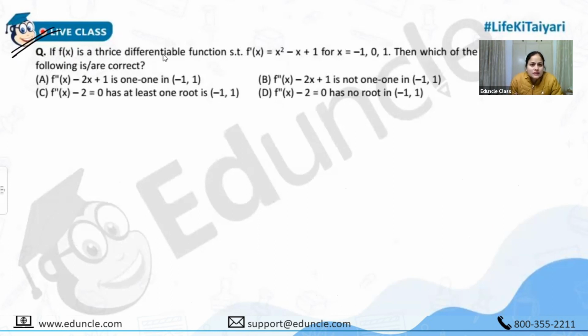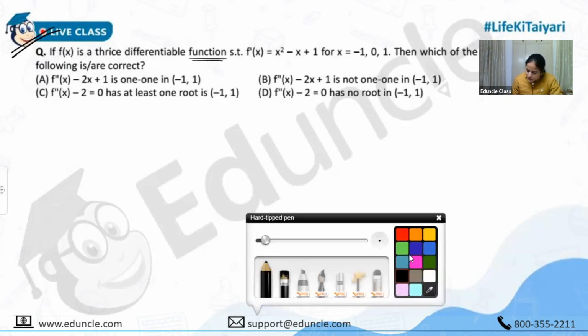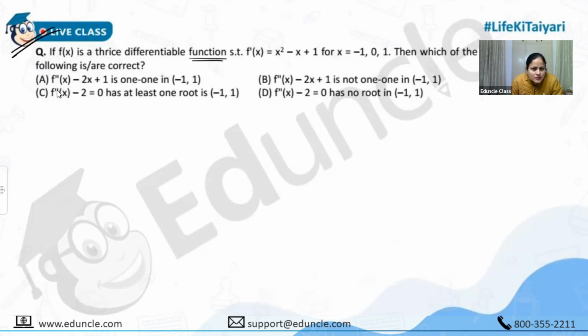If f of x is a thrice differentiable function, so let me make a correction. It is not the second derivative because it is a third derivative. Thrice differentiable, so there are some corrections. Here it is the second derivative only. It is the third derivative of f at x minus 2 equal to 0, and it is also the third derivative of f at x minus 2 equal to 0.